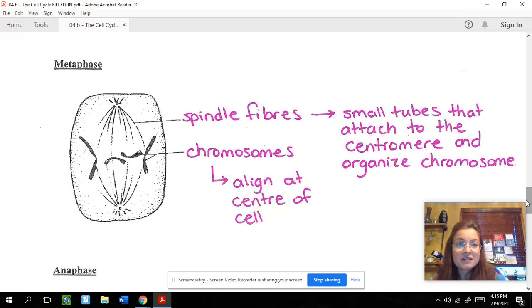All right, so here's the second phase of mitosis. The second phase of mitosis is called metaphase. So in metaphase, we see the spindle fibers lengthen and attach to the centromeres of the chromosomes. So the spindle fibers will tighten and the chromosomes will line up in the middle of the cell.